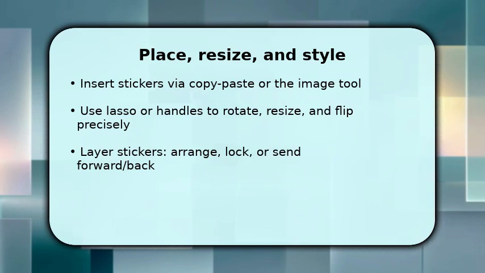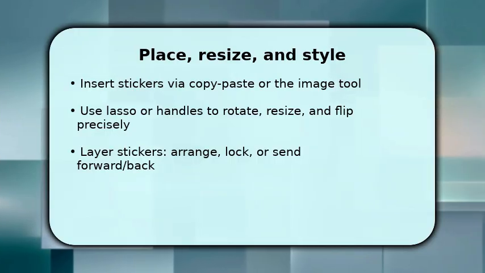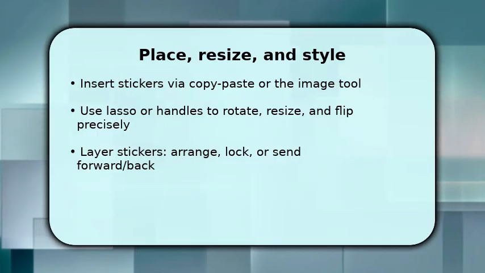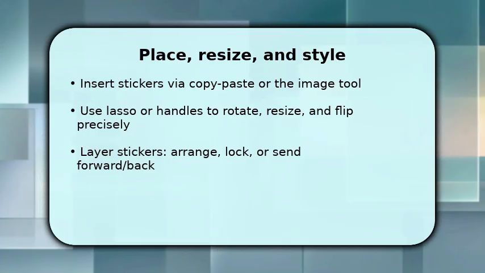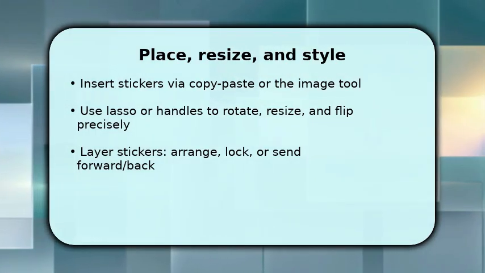Now place a sticker onto your page using copy-paste, the image tool, or drag from your sticker book. You should see transform handles immediately. Use the handles to resize and rotate, pinch to scale, or drag corners for precise control, and use the lasso to select multiple stickers when composing scenes.